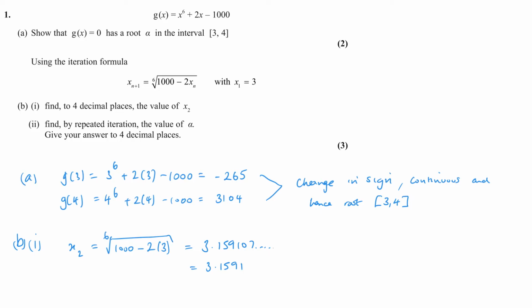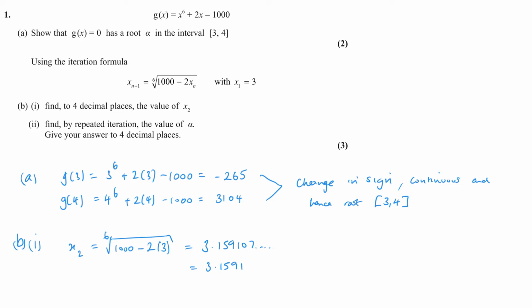And then part 2, find by repeated iteration the value of alpha. So to do this, you've got your answer in your calculator, 3.159107448, and that's the answer. And then you need to just set your calculator up. So the 6th root of 1000 minus 2, and then press the answer button. And then every time you hit equals, you get a value.